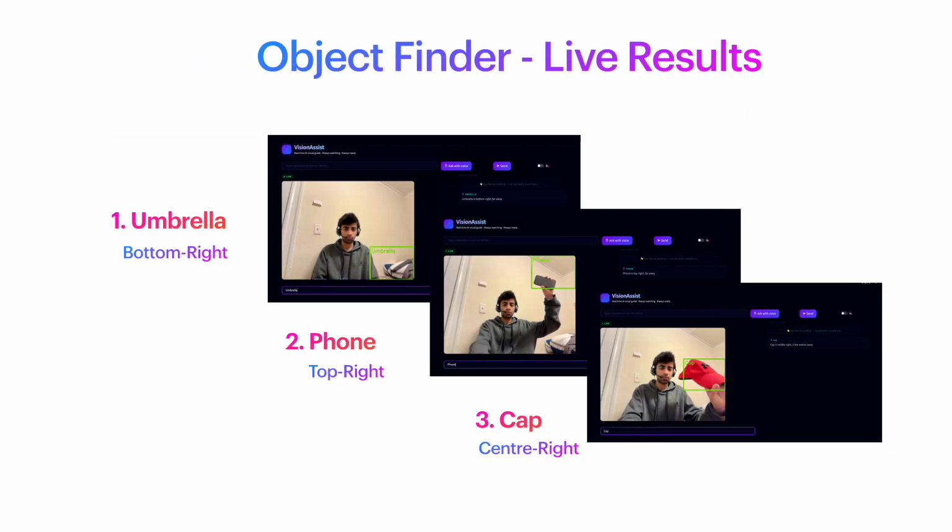Moving on to the object finder and my live results. Here you can see the object finder in action across three examples. I typed umbrella and it found it in the bottom right. I held up a phone and it detected it in the top right. And I held up a cap and it placed it in the middle right, which was a few meters away. The green bounding box is drawn directly on the live camera feed in real time using OpenCLIP zero-shot localization combined with Depth Anything V2 for distance estimation.